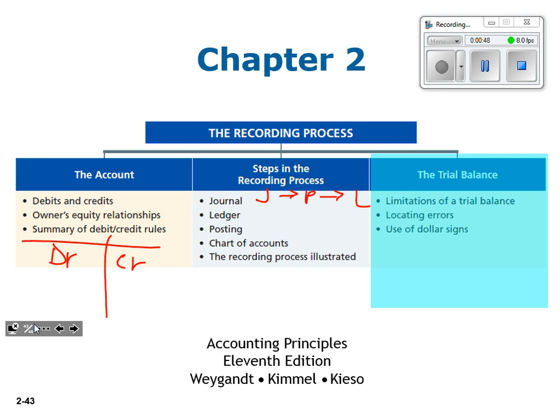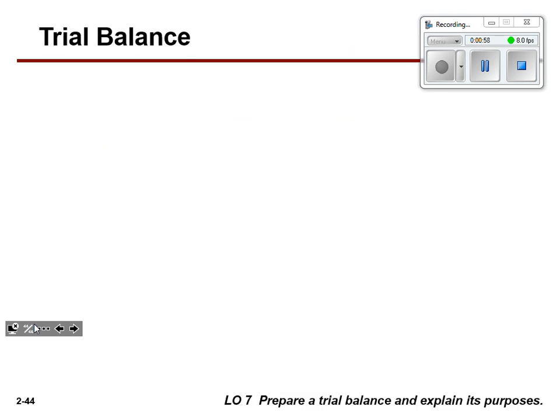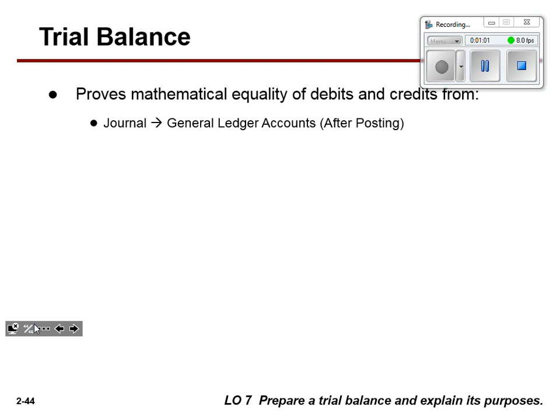What I'm going to show you today then is what's called the trial balance. After we've posted, we make sure our debits and credits equal. And that's achievable through what's called a trial balance. It proves the mathematical equality of the debits and credits as we've journalized and posted to the ledger. Notice that the trial balance happens after posting. So we've journalized, we've posted, then we can make the trial balance.